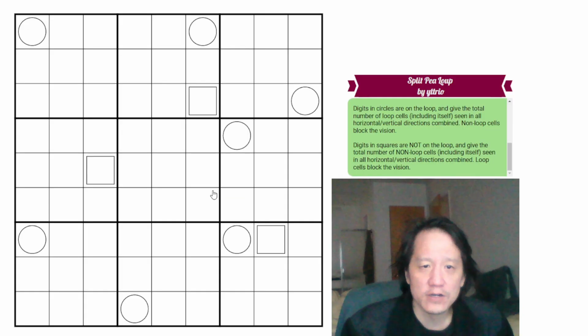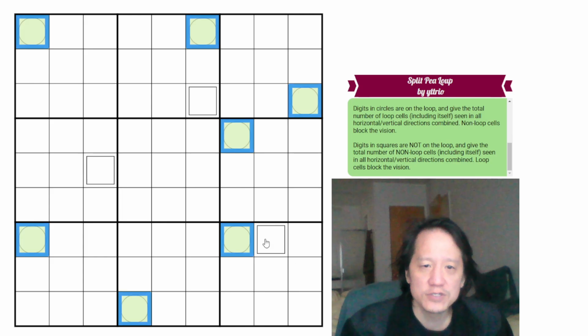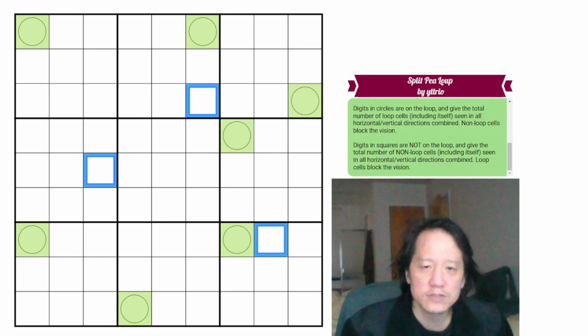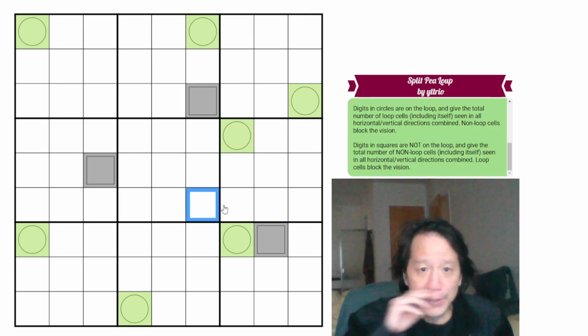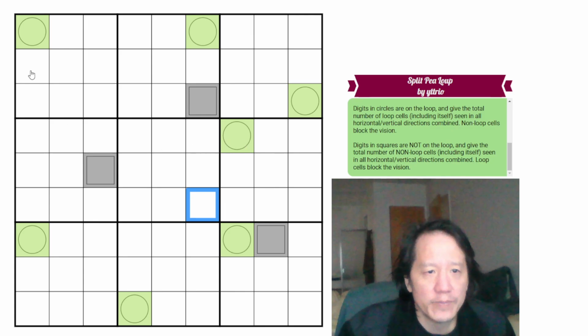Okay, so first things first, let's mark all the circles as loops and all the squares as non-loops. So, we know, first of all, these two have to be connected. And it cannot connect to here because that would touch itself. So it has to go to here. And this one has to go here.